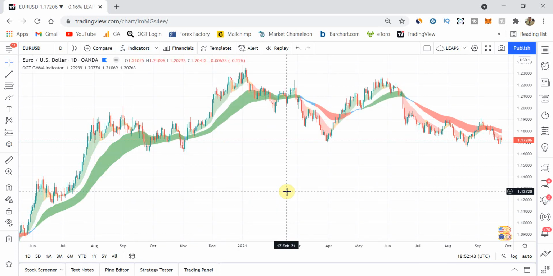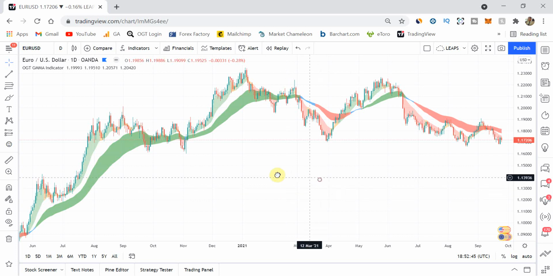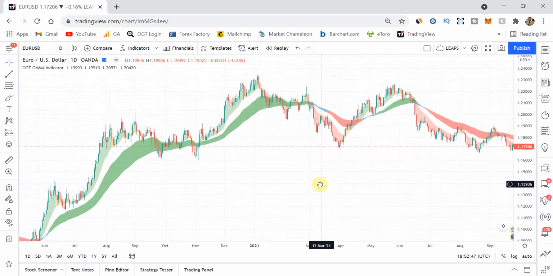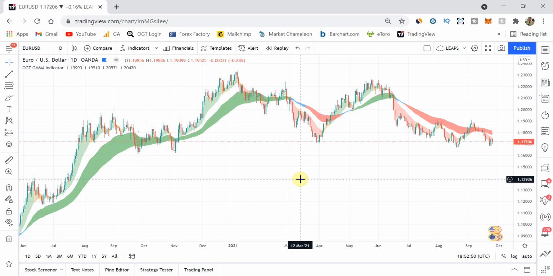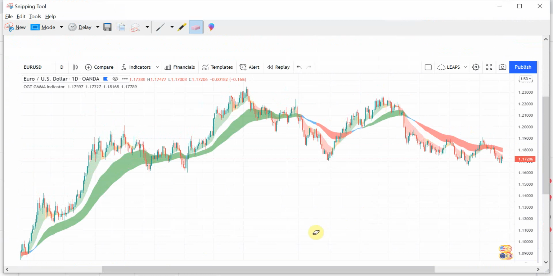And what we've got here is, like I said, the Euro USD daily chart, and you can see here we've got a variety of colors, and what these colors do is distinguish whether we are in a trend or we are ranging. The different variants of light green and dark green and light red and dark red are either the short term or the long term investors. So what I've done is I've taken a snippet of this chart. It's just easier to explain it.